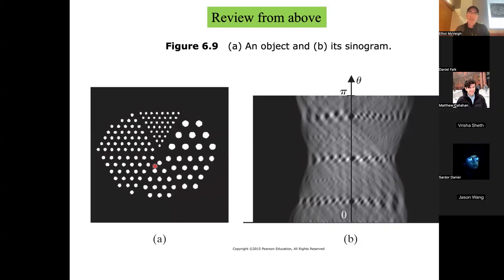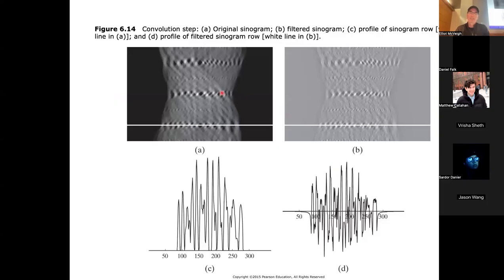So here's the object sinogram, right? This is GL theta. This is G star L theta after convolution with that absolute value of K. And a line profile through that, you can see it has 0 mean and it has positive and negative values, right?